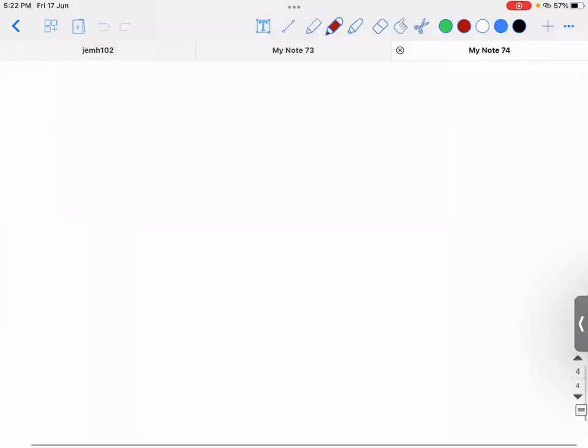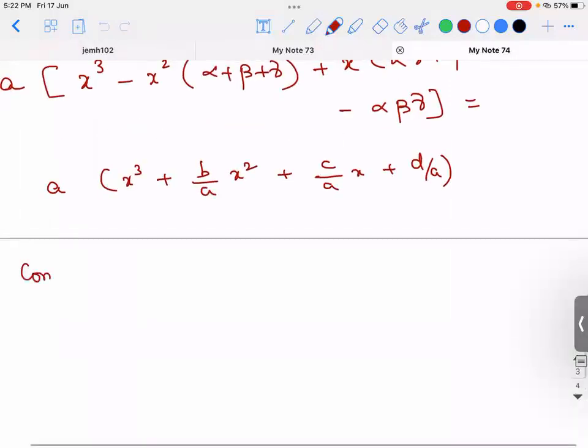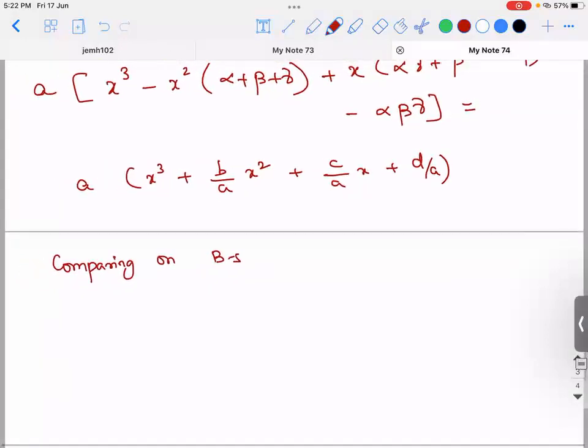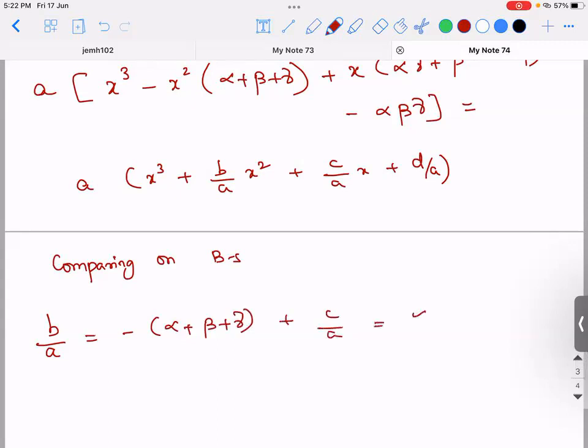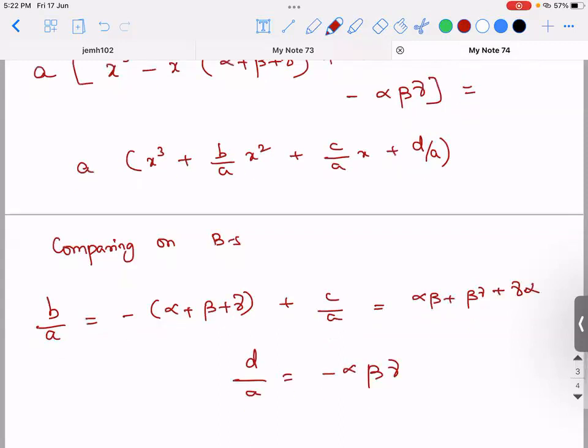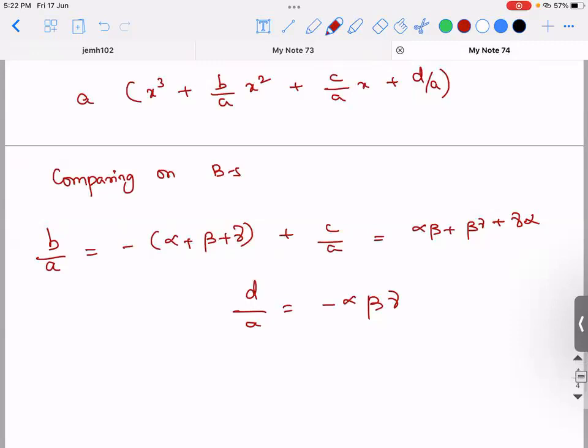Now what will you do in the next step? Comparing on both sides, I have B by A is equal to minus of alpha plus beta plus gamma. C by A is equal to alpha beta plus beta gamma plus gamma alpha. Correct? Sorry, not plus. D by A is equal to minus alpha beta gamma. Now you got the answer.